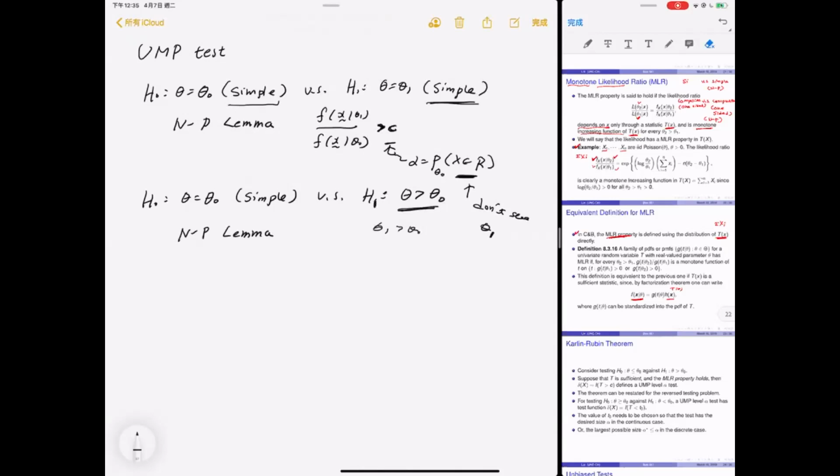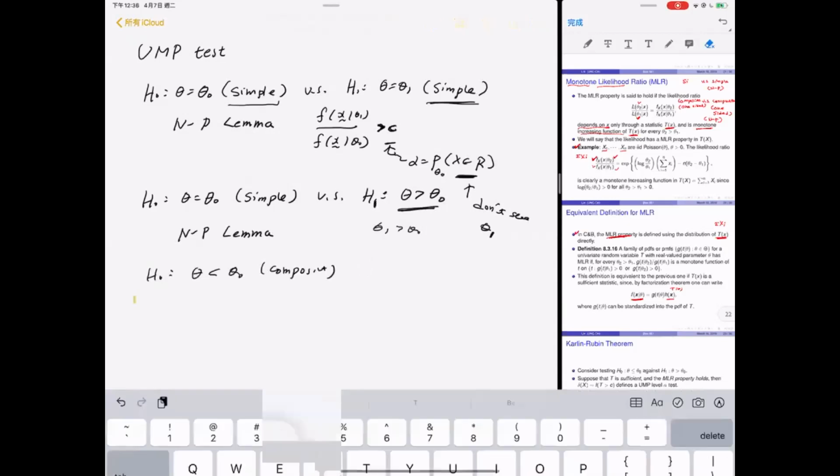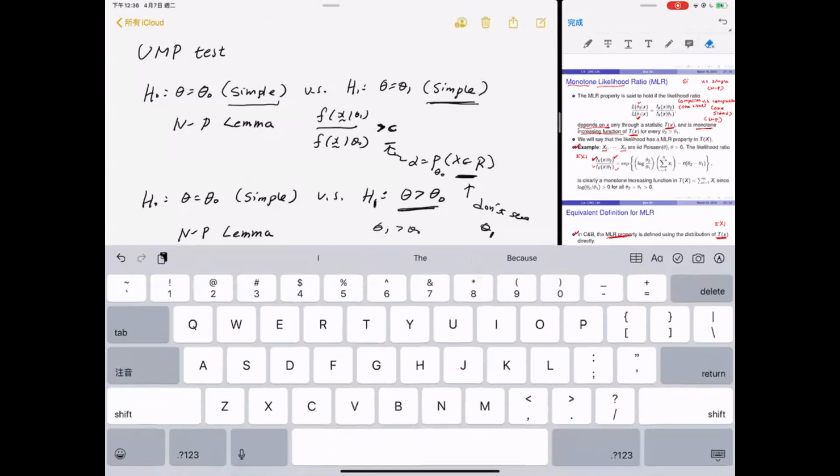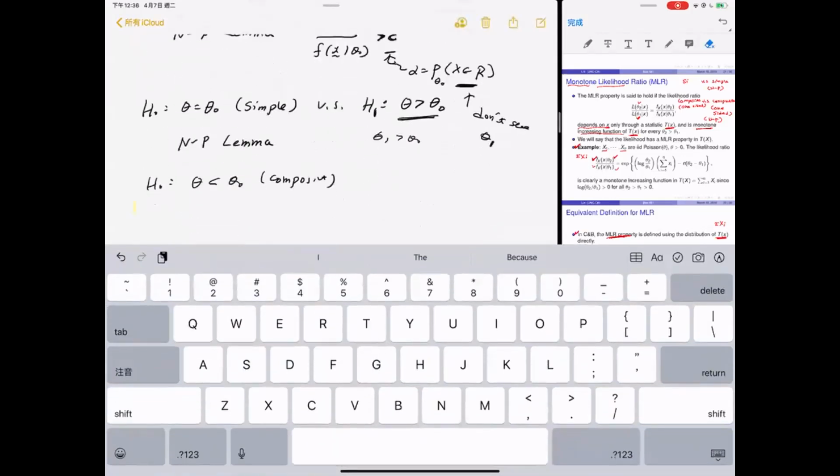And then even further, what if theta smaller than theta 0 is composite versus also an alternative that is composite? The alternative is a composite.